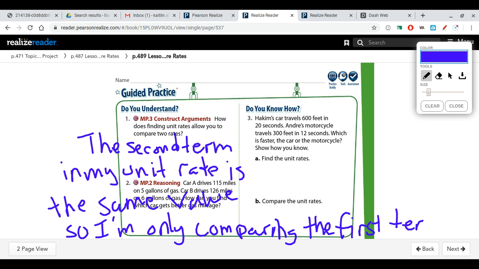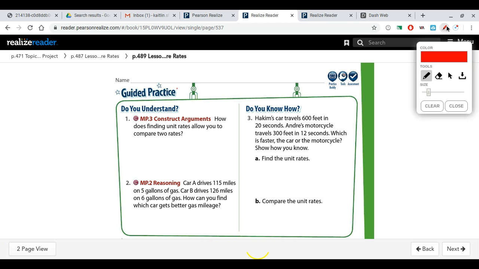Okay. All right. Now if we take a look at number 2. Car A drives 115 miles on 5 gallons of gas. Car B drives 126 miles on 6 gallons of gas. How do you find which car gets the better unit rate? Again, it's not necessarily asking us to solve, it's just telling us how we would find it. So what we would do is find the unit rates of both.